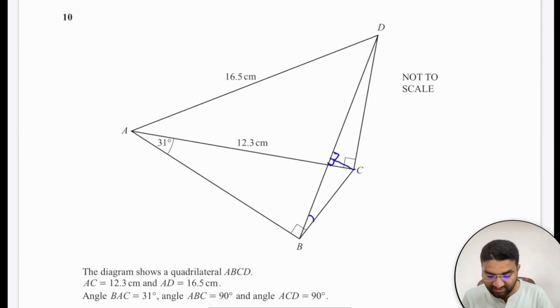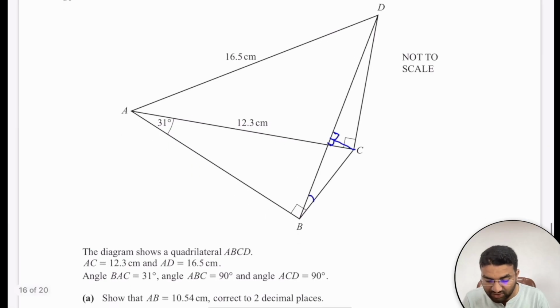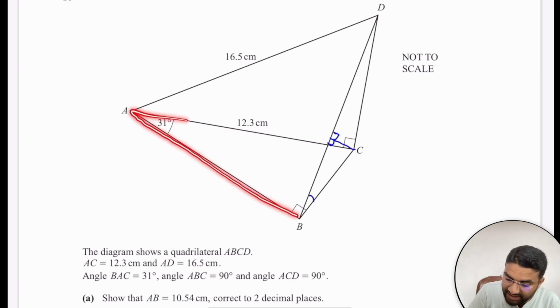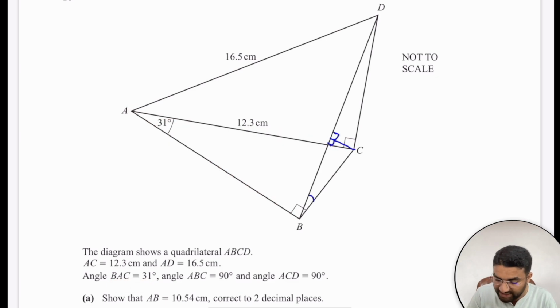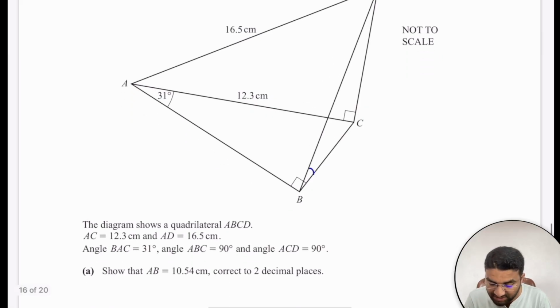Question number 10 is a trigonometry question. Here a 3D trigonometry question is given. Quadrilateral ABCD: AC is equal to 12.3 centimeter, AD is given. Angle BAC is given as 31 degrees, angle ABC is 90 degrees, and angle ACD is 90 degrees. We have to show first of all that AB is equal to 10.54 centimeter.